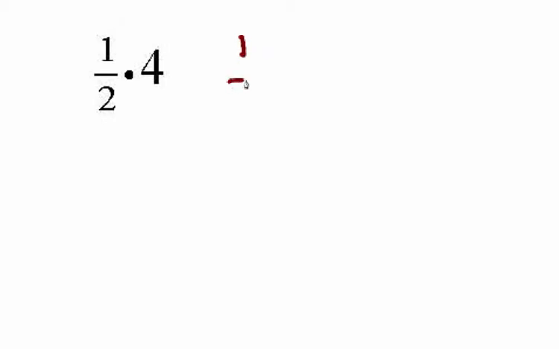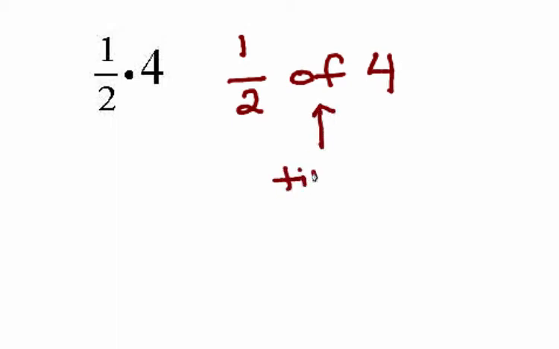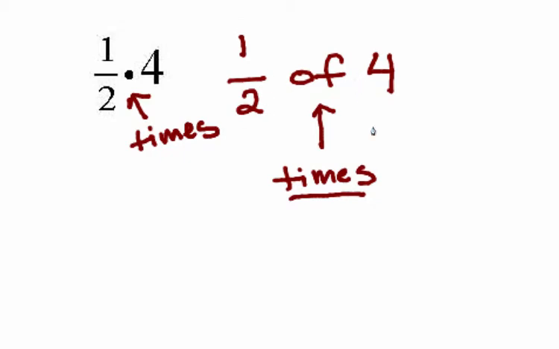We can rewrite this and think about it as 1/2 of 4. When we're working with fractions, we can use the word "of" to replace the word "times" when we read this out loud. This says 1/2 times 4. We can say 1/2 of 4. They mean the same thing mathematically.